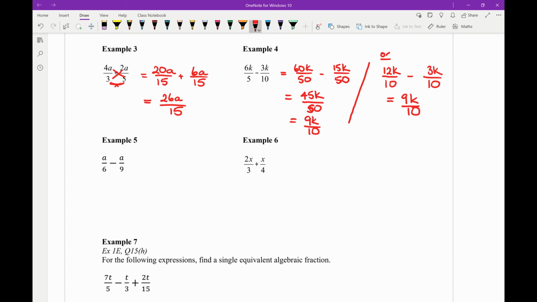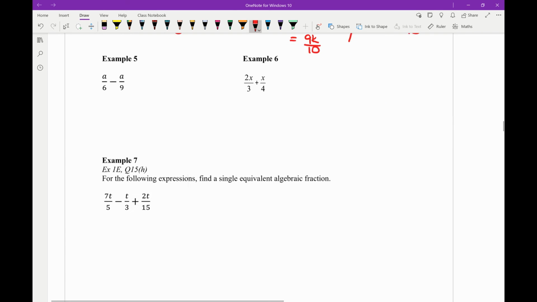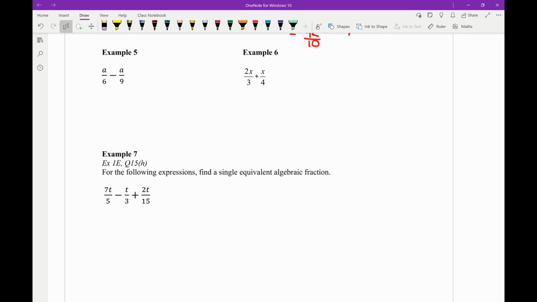Let's go on to example 5. a over 6 minus a over 9. There is a smaller denominator, but sticking with our method, we can go 6 times 9 is 54 for both of them. Then times in diagonally. a times 9 is 9a, and a times 6 is 6a. 9a minus 6a is 3a over 54.